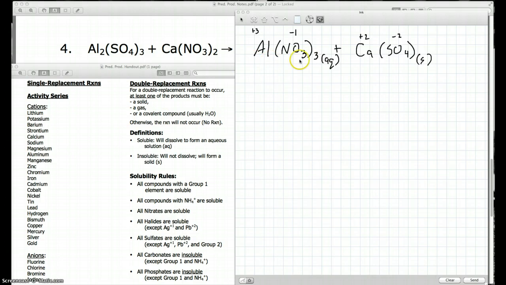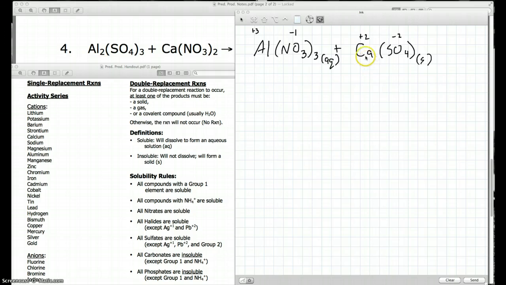And we went through and we looked at our first compound here, aluminum nitrate, and I found one of these solubility rules that applies to nitrates. And I found that here, the third rule, all nitrates are soluble. Now, in case you don't remember what soluble means, I put the definition right on this handout. Soluble means it will dissolve to form an aqueous solution. So it will dissolve. So I put AQ behind it. So all nitrates get an AQ behind it.